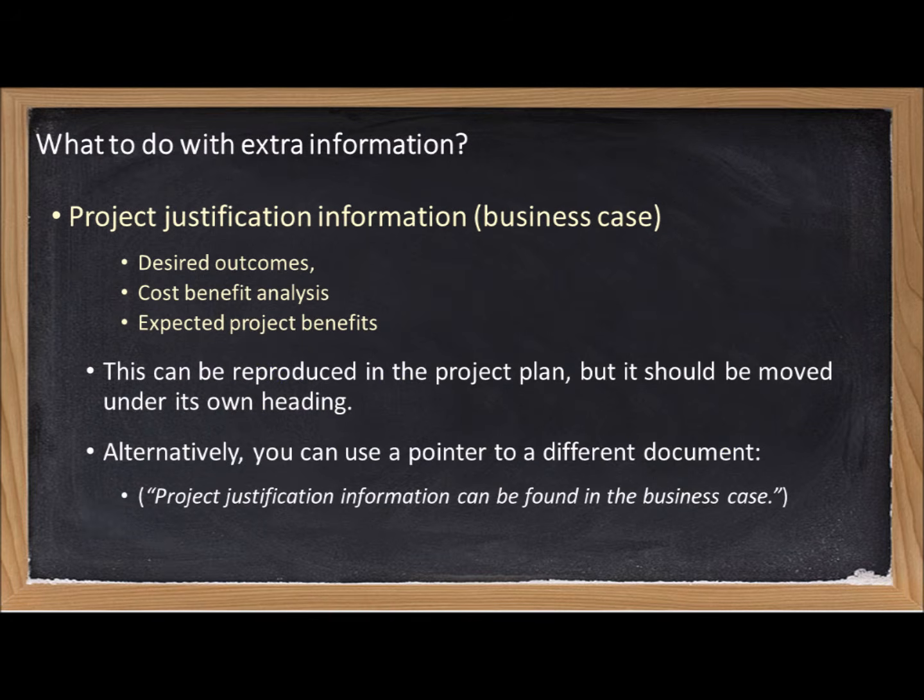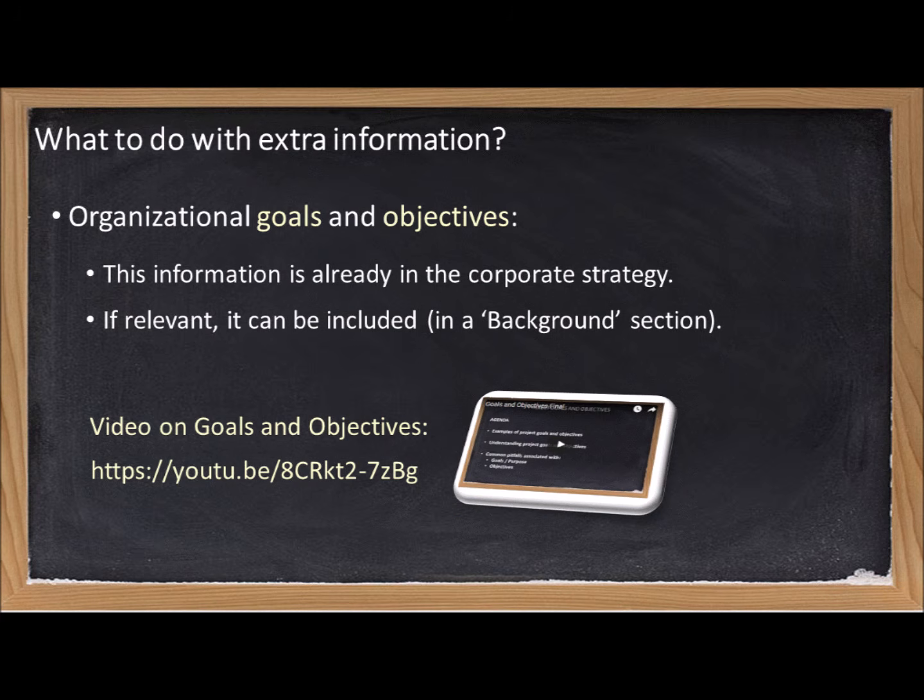The same strategy can be utilized for project justification information that would appear within the business case. You can simply create a new section with it, or provide a pointer to your business case document saying you can find the information there. Likewise, many students feel that the organizational goals and objectives should be included in the project plan. This information is normally contained within the corporate strategy document, but if you wish to include it, you can either include a link or create a new section that deals with it.